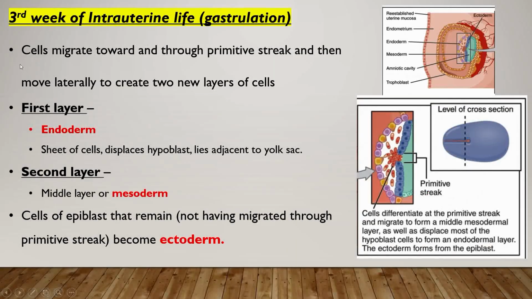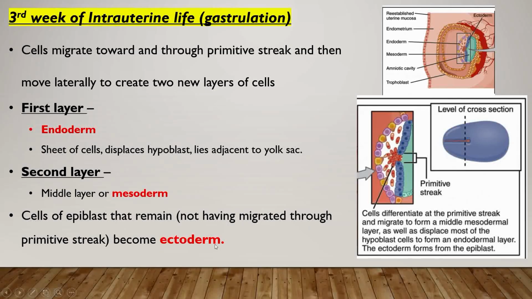Now during gastrulation, the cells migrate towards and through the primitive streak and more laterally create two new layers of cells. So you can see here, that is the epiblast. From here the cells are going downwards and laterally. The first layer which they form is the endoderm. These are the sheet of cells which displaces the hypoblast, and now they lie adjacent to the yolk sac. And the second layer, the middle layer, is going to form the mesoderm, and the cells of the epiblast that remain behind, that did not migrate through the primitive streak, are going to form the ectoderm.